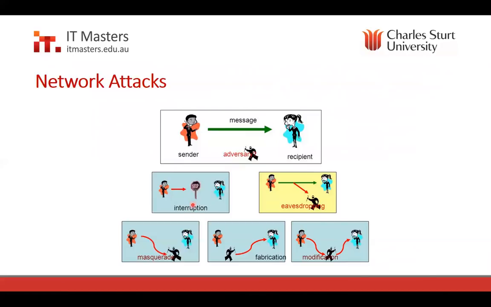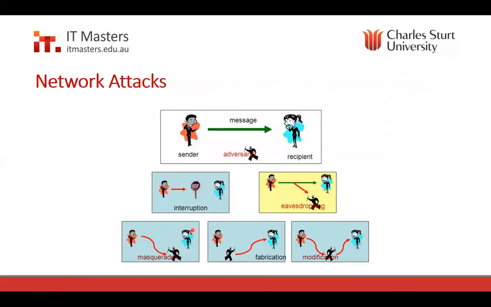Well, they can interrupt the particular communication, which impacts availability. They can eavesdrop, so they can listen in passively without either the sender or the recipient knowing that they're there, and in that case, that's mainly impacting confidentiality. They can masquerade, using a vector like an ARP attack, for example, to pretend that they're the recipient, and they can get access to the information directly from the sender.